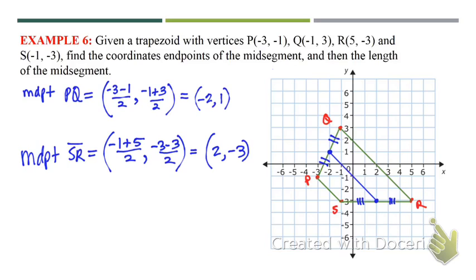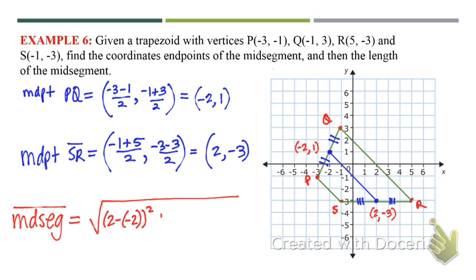Then it says, then find the length of the mid-segment. So we can find the length of the mid-segment by just using the distance formula. And you can simplify the radical there.